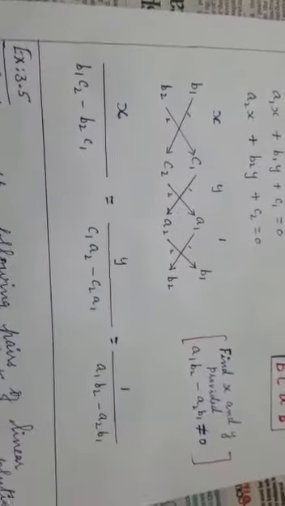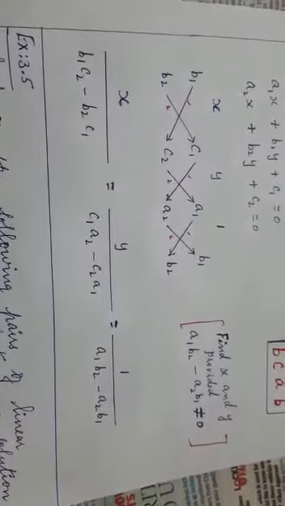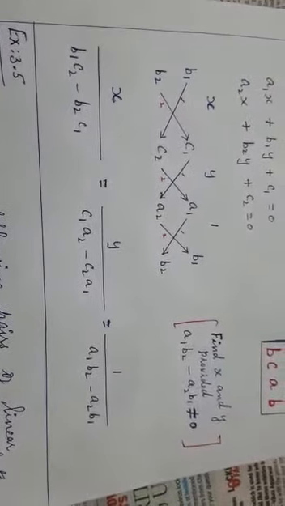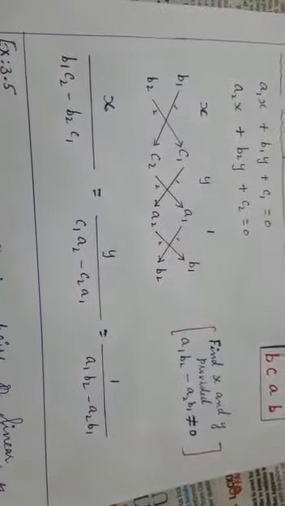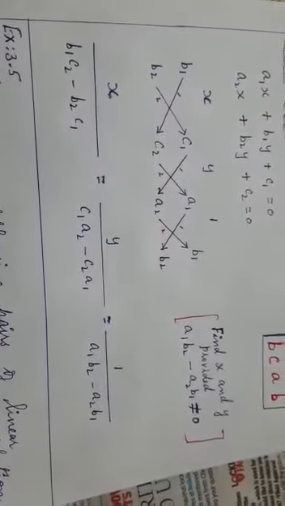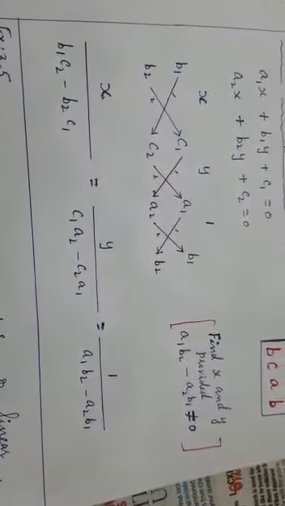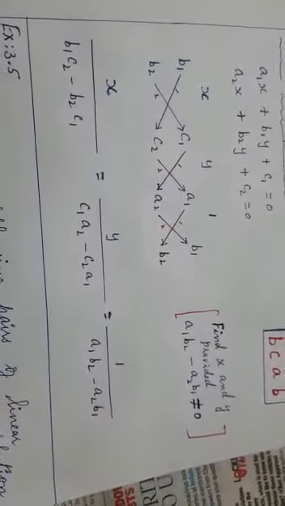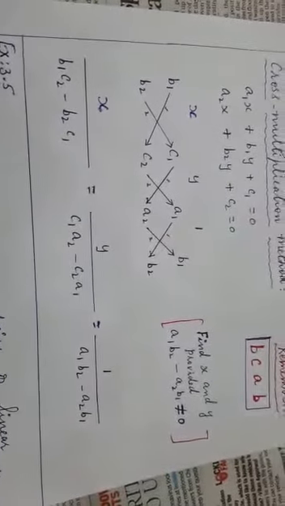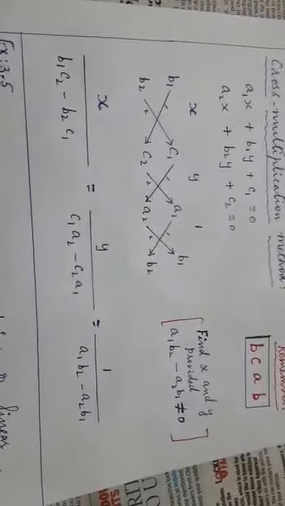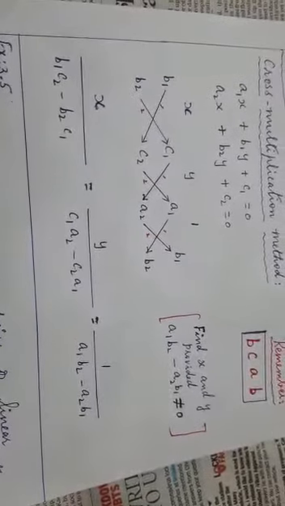Then x by, we have to multiply in the order I have written, 1, 2. The order is b1 c2 minus b2 c1 is equal to y by c1 a2 minus c2 a1 is equal to 1 by a1 b2 minus a2 b1. We can find the value of x and y only if a1 b2 minus a2 b1 is not equal to 0.